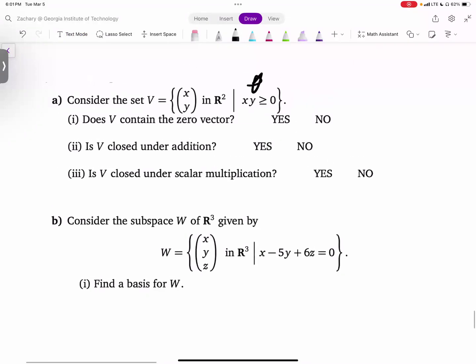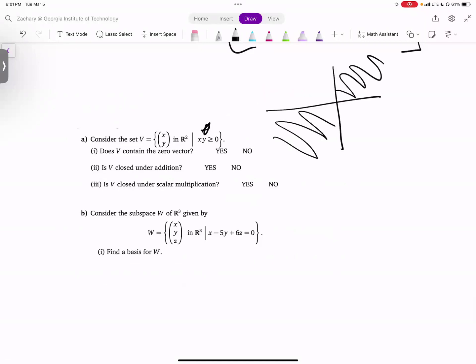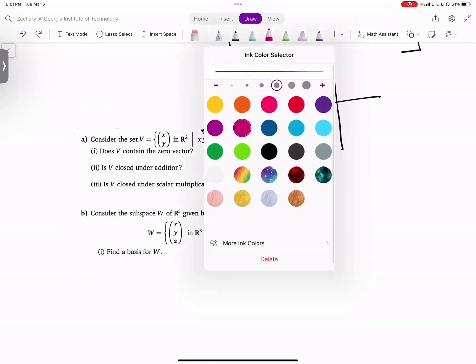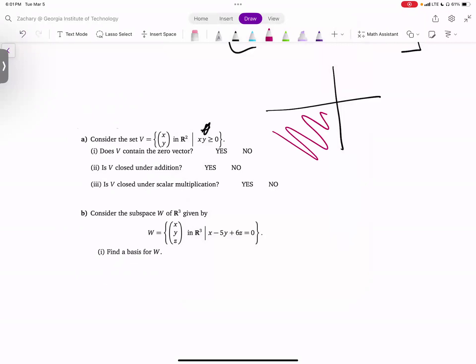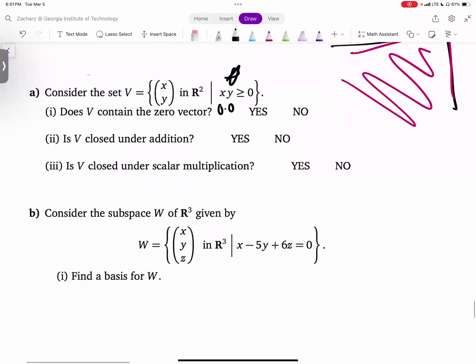This is a very common type of question, and there's a few ways you can look at it. You can look at it graphically, or you can look at it algebraically. Graphically, what does x times y greater than or equal to 0 look like? Well, it looks like all of this, and it looks like all of this. So these are the two spaces that it contains. It's when either x and y are both negative or both positive, and it also contains the axes. Okay. So does it contain the 0 vector? If I plug in 0 times 0, is this condition true? Yes.